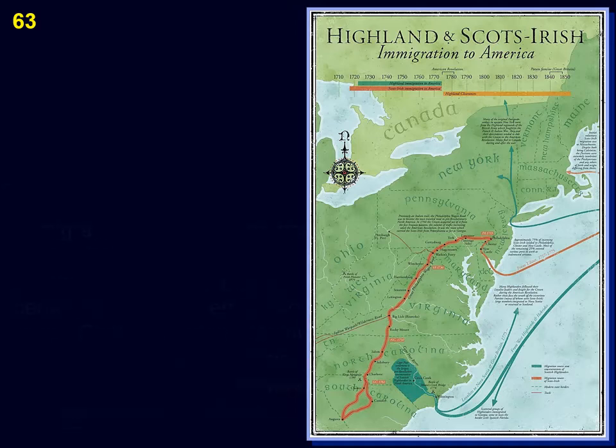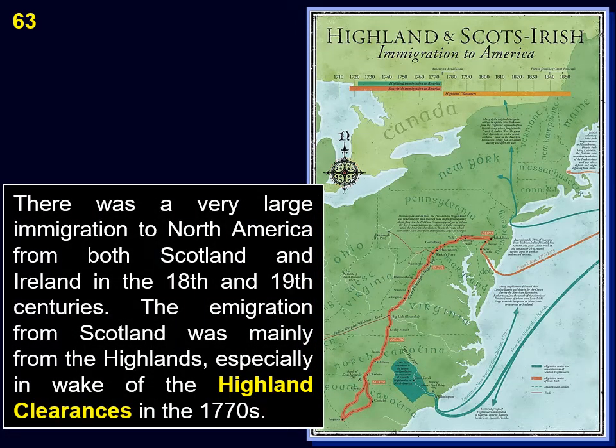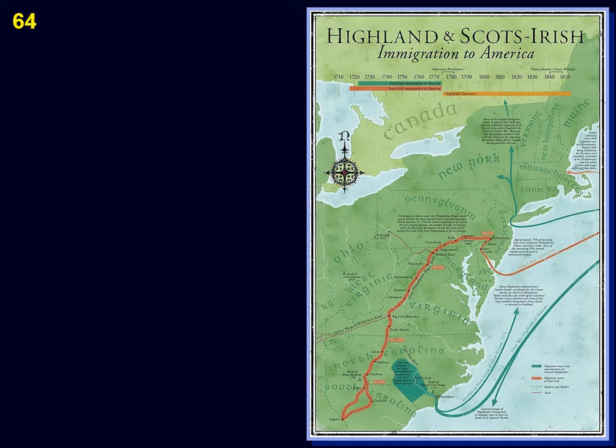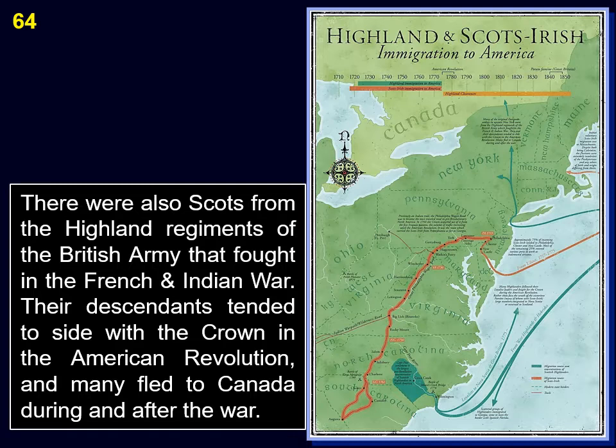There was a very large immigration to North America from both Scotland and Ireland in the 18th and 19th centuries. The immigration from Scotland was mainly from the Highlands, especially in the wake of the Highland clearances in the 1770s. There were also Scots from the Highland regiments of the British Army that fought in the French and Indian War. Their descendants tended to side with the Crown in the American Revolution, and many fled to Canada during and after the war.